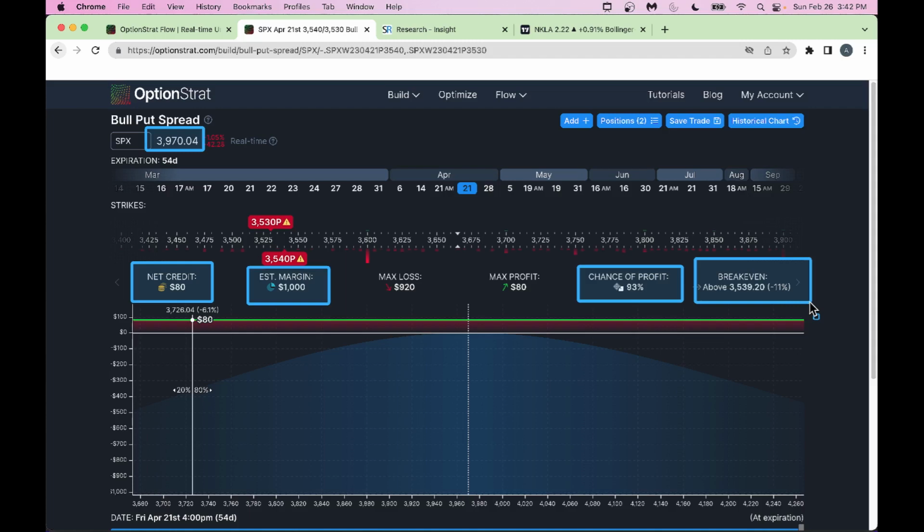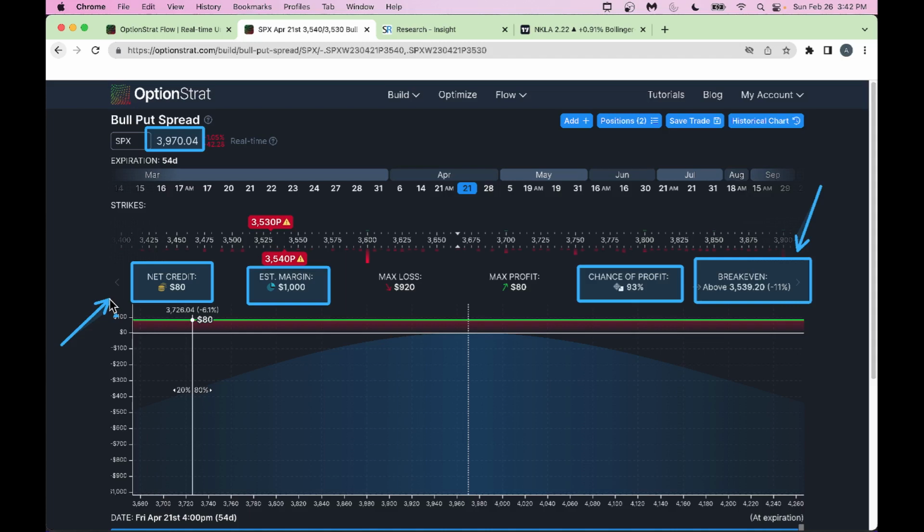And theta decay is your friend as the market goes slightly higher or even stays at the same level. As long as it stays above our break-even level here, 3539, you get to keep your $80. It's a great way to generate income on a daily basis.